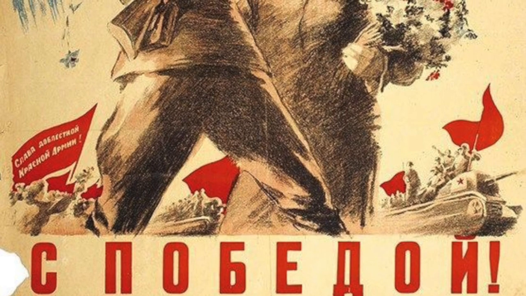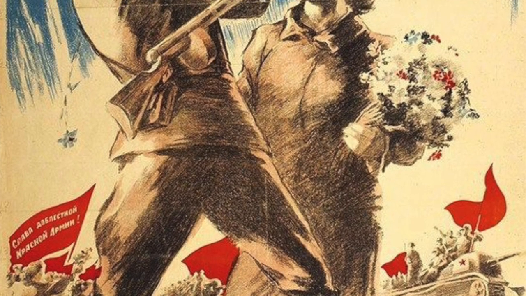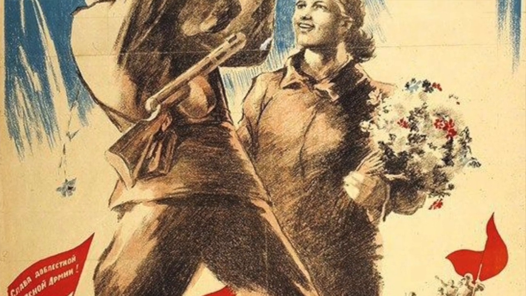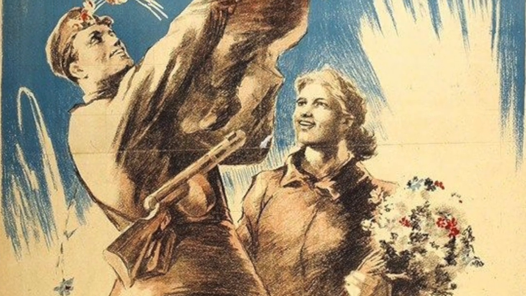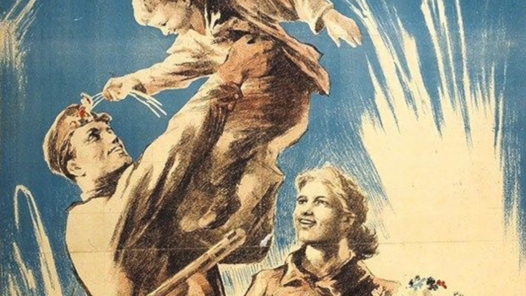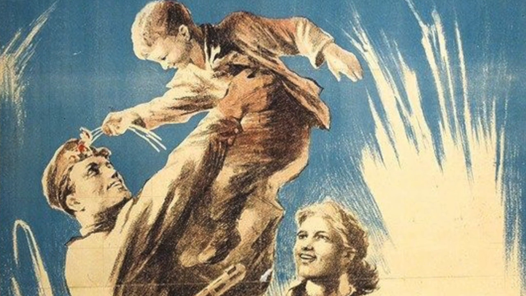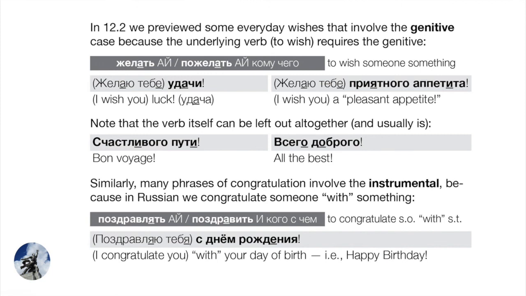If we look at a quick poster, right? Победа means victory, and here we see this phrase с победой, literally with victory. So that means we're congratulating someone with a certain occasion. Right now, in English, we'd say to congratulate someone on a certain occasion. But in Russian, we're getting this с plus the instrumental. Okay, how can we explain that? Well, let's look now at some examples. And first, let's backtrack and review how these work in the genitive, right? These wishes that are appearing in the genitive. Remember, the reason for that is an underlying verb that takes the genitive, right?